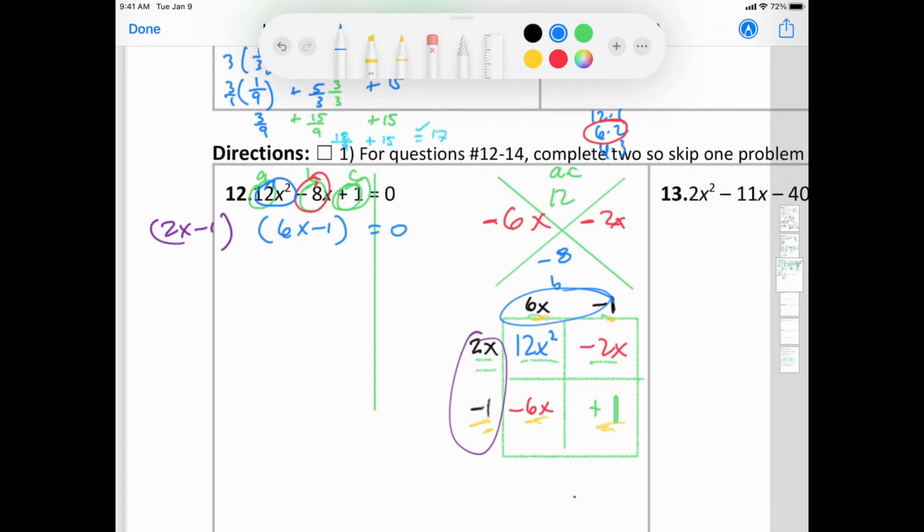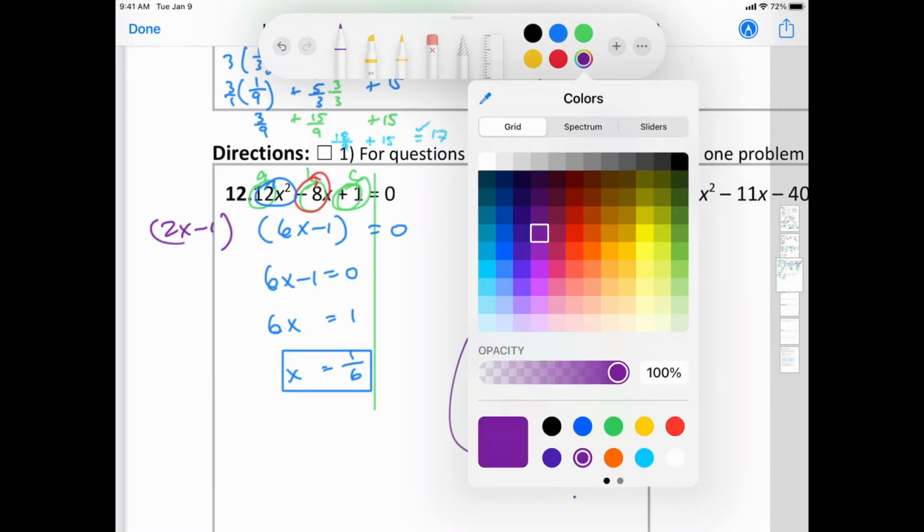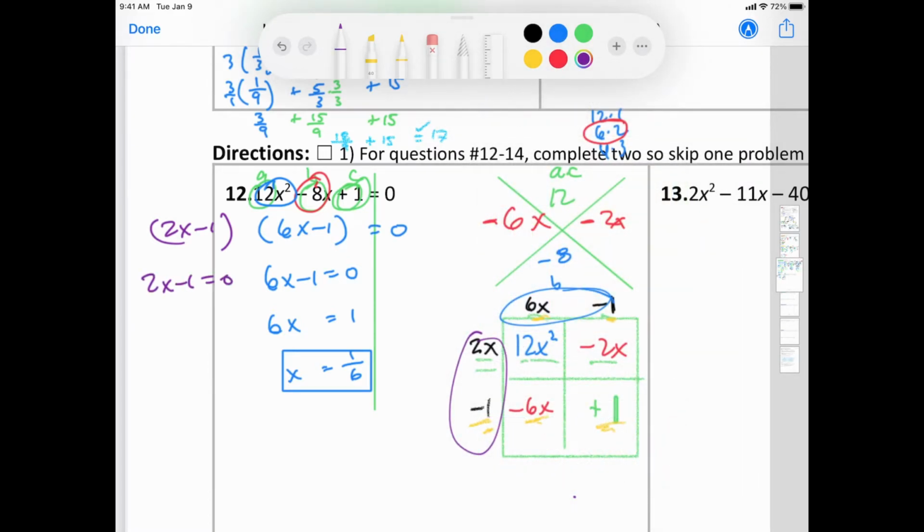And I just want to draw your attention to the future that basically we started from the inside of the box going out. Next unit or module or chapter will go from the outside in, which is just multiplying, which I've actually showed you there. Alright, 6x minus 1 equals 0. Add 1 to both sides. 6x equals 1, divided by 6, x equals 1/6. Okay, so 2x minus 1 equals 0. Add 1 to both sides. 2x equals 1. Divided by 2, x equals 1/2.